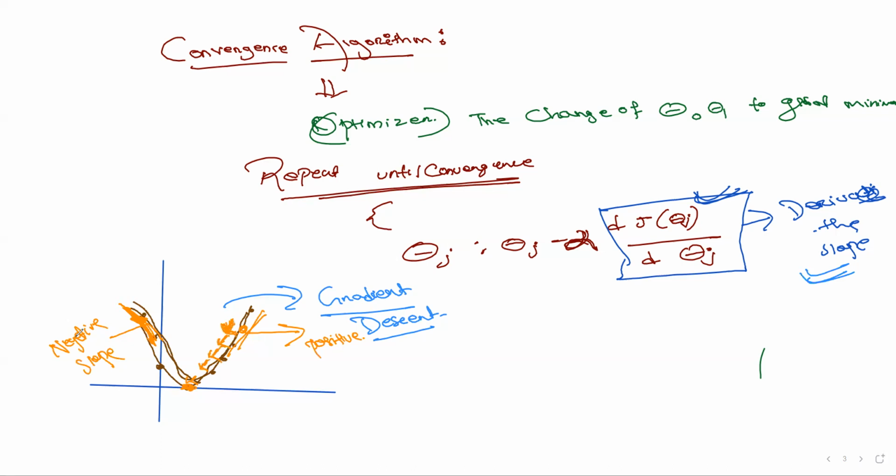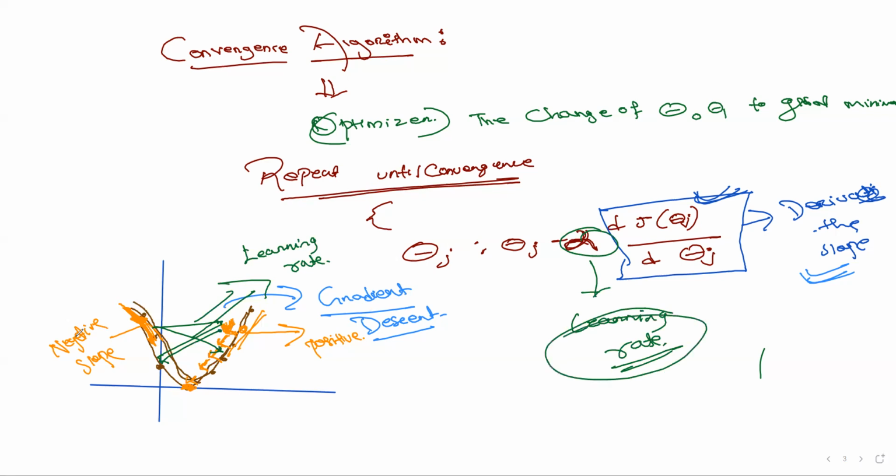If you take a big step, the step will be like this. So this step value is indicating what? This step value is nothing but the learning rate. So it means you have to focus on the alpha value. Alpha is nothing but the learning rate. Clear, everyone?